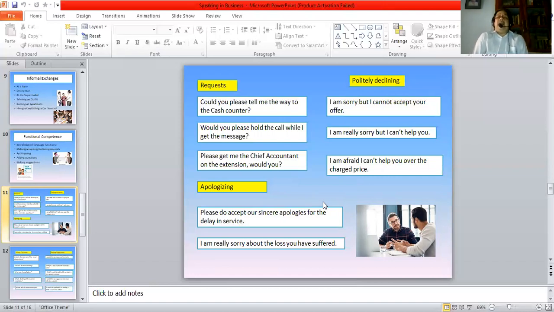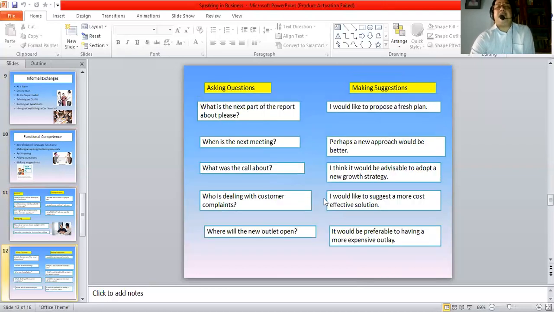Again, for apologizing also, we can say something like this. Please do accept our sincere apologies for the delay in service. Or, I'm really sorry about the loss you have suffered. So you need to use these phrases and expressions in a careful way.